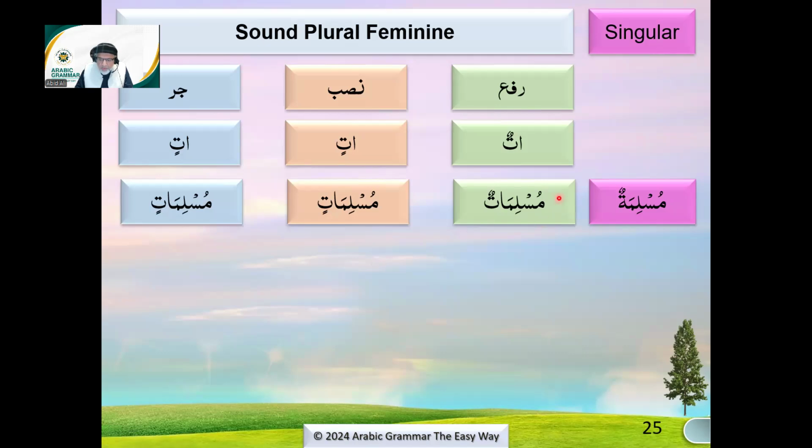Now if you look at this dammatan, and if you don't pay attention to the sound plural feminine number, then you're going to say muslimatun is rafa. It is rafa not because of the tun or the dammatan, but because of the atun ending sound. So make sure that you understand this clearly.